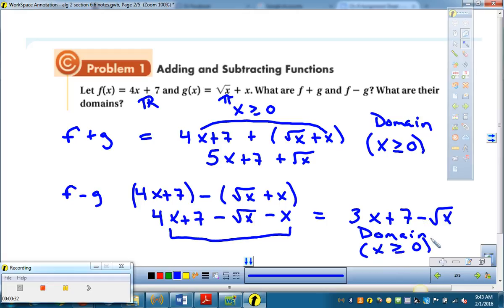Well, why are we simplifying? We're not. We're finding the simplified answer and the domain. We're finding both. So you're finding the f plus g and then its domain, and the f minus g and its domain. Okay? Questions on that one? Okay.